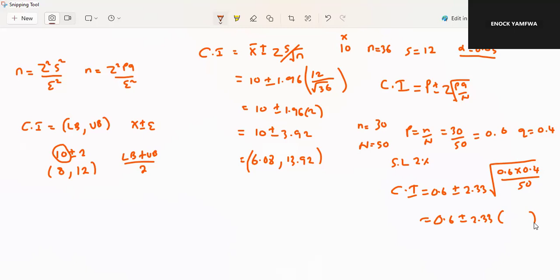So 0.6 times 0.4 divided by 50. Then take the square root of the answer. What are you getting? I don't have a calculator. So 0.06 somewhere there. So we multiply that one times 2.33. We get 0.16.